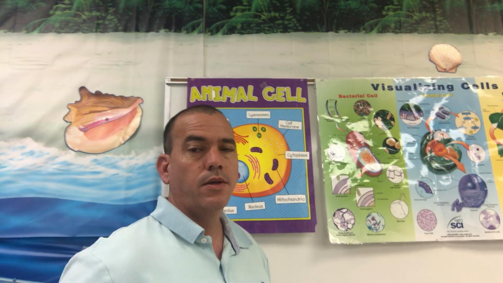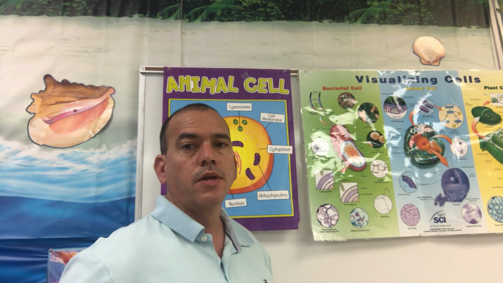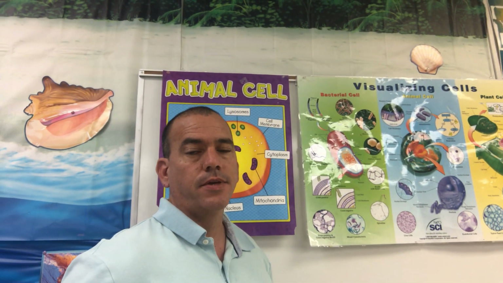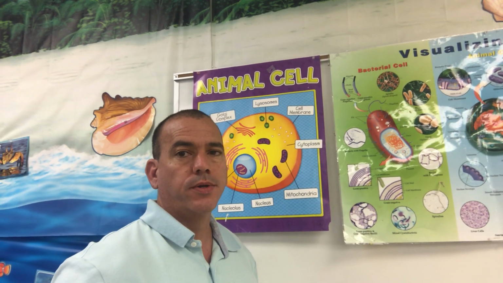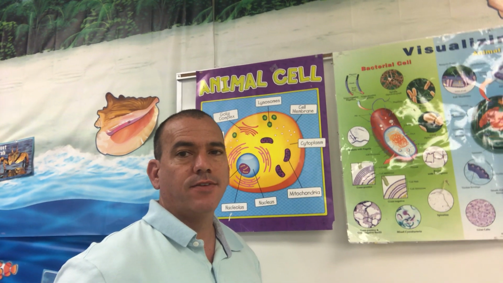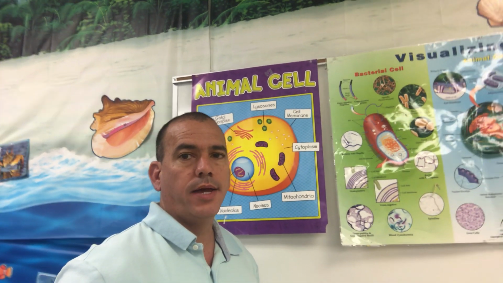Next word, cell. Cell's a simple word. The basic unit of life. That's what we've been talking about. Cell, the basic unit of life. If it is alive, it is made of at least one cell or more. Again, if it is alive, it has to be made of one cell or more. Why? Because the cell is the basic unit of life.